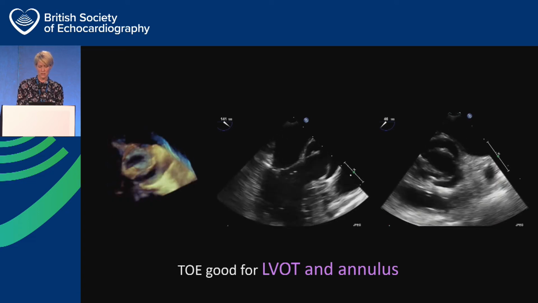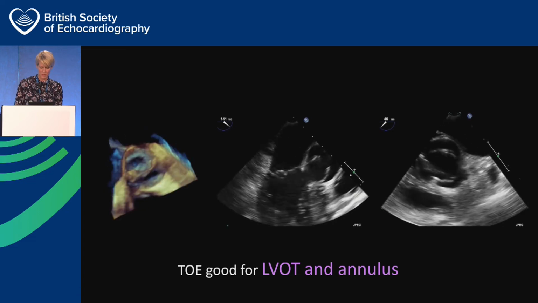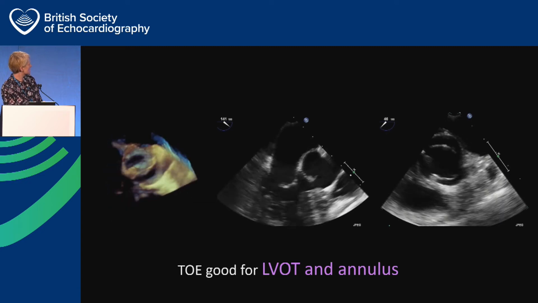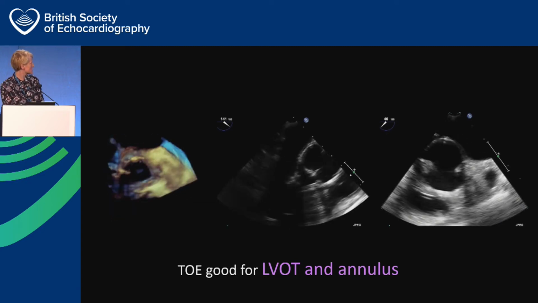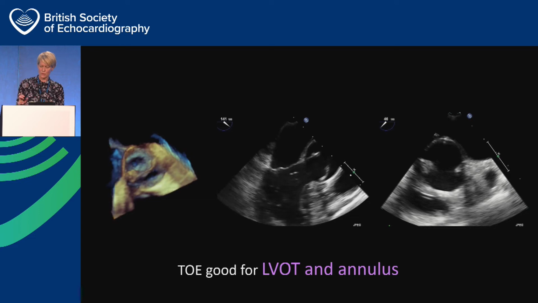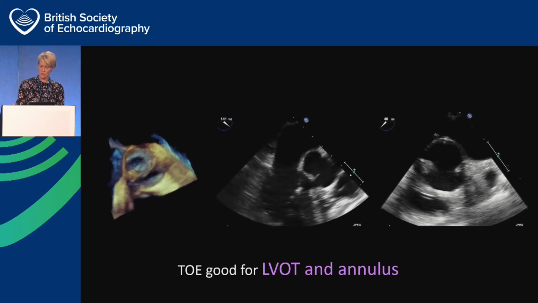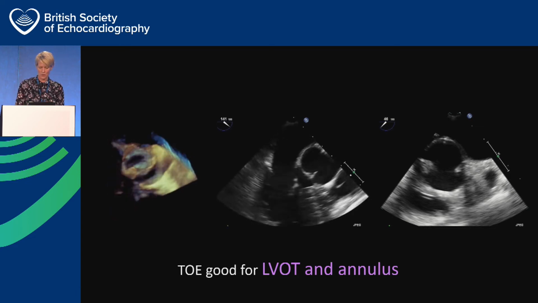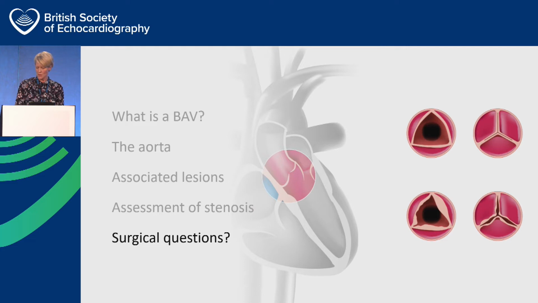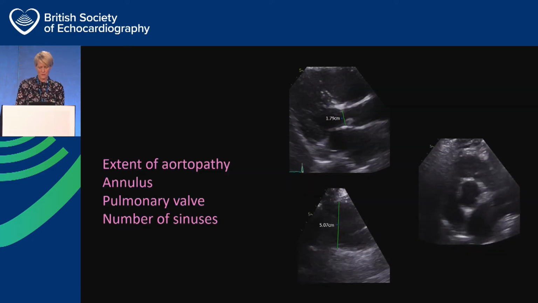So measuring the annulus and looking at subaortic stenosis. This patient in the middle has quite exuberant accessory mitral valve tissue, again, something that you see. The annulus in the bicuspid aortic valve is often oval, so on 3D you can quite often get some nice orthogonal measurements of that. And then the last slide is just for the surgeons.